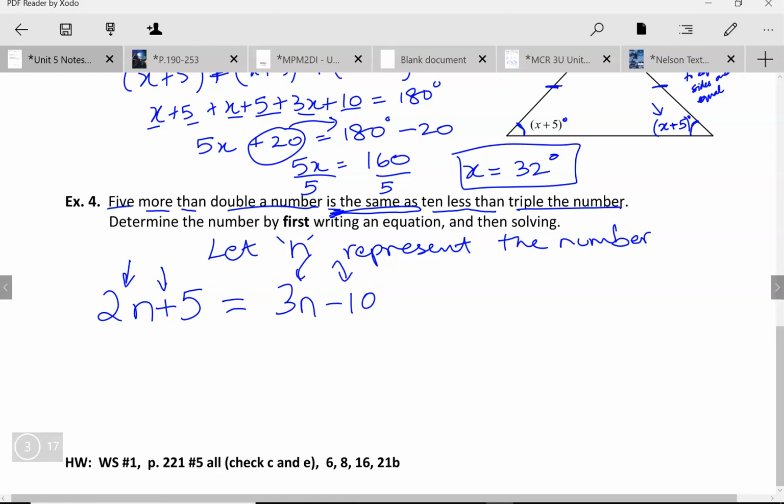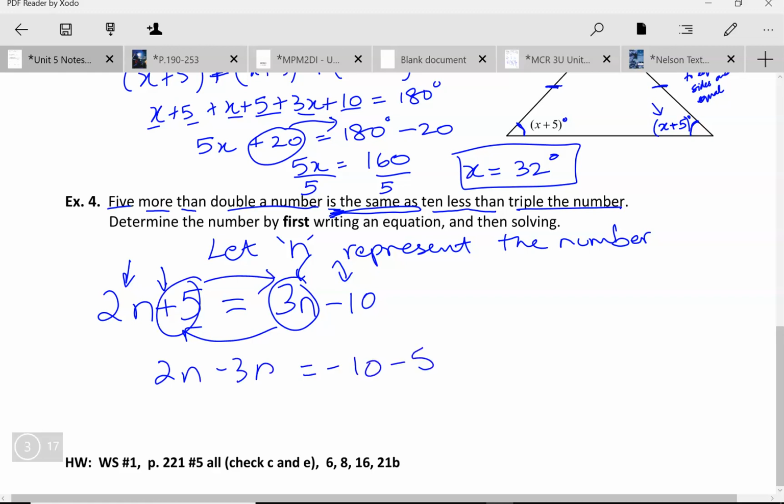So again, read it word by word and put the mathematical expressions together to form your equation in the end. And now it's just moving things around. I'm going to move this 3n over here, make it minus 3n, and move this 5 over there, make it minus 5. So here I get negative n equals negative 15.